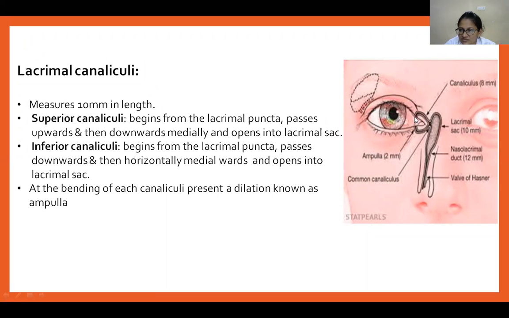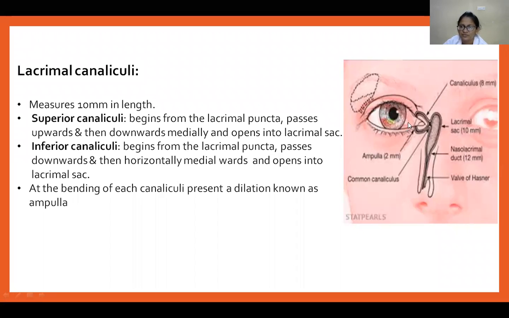How does it pass? It begins from the puncta, passes upwards and then downwards medially, and opens into the lacrimal sac. This is nearly 10 millimeters in length. Next, coming to the inferior canaliculus. It also begins from the lower lacrimal puncta. It passes downwards and then horizontally, medially towards the lacrimal sac.